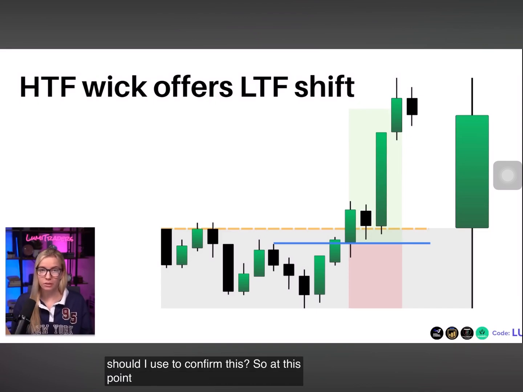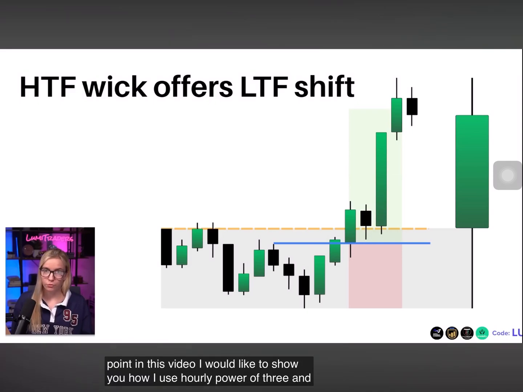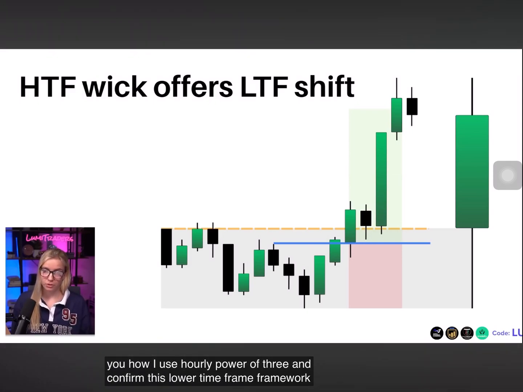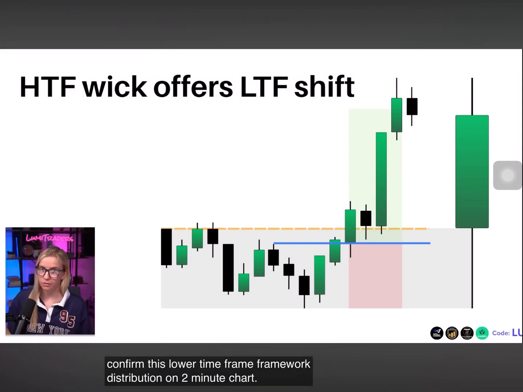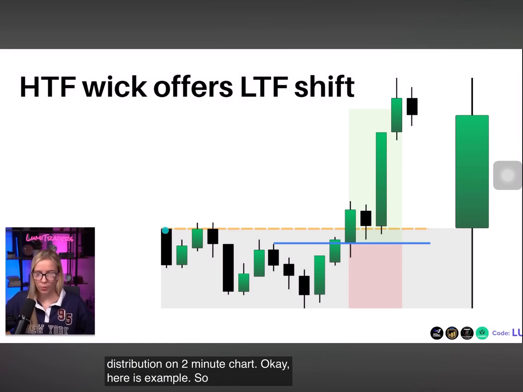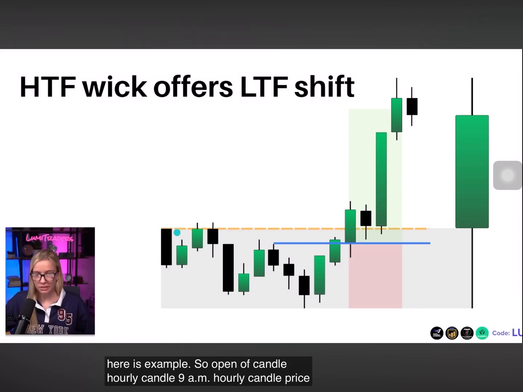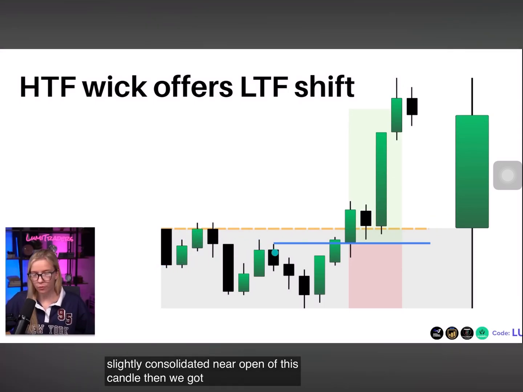So at this point in this video, I would like to show you how I use hourly power of 3 and confirm this lower time frame framework for distribution on 2-minute chart. Okay, here is an example. So open of the hourly candle, 9 a.m. hourly candle, price slightly consolidated near open of this candle. Then we got a move lower, so basically we broke consolidation low.